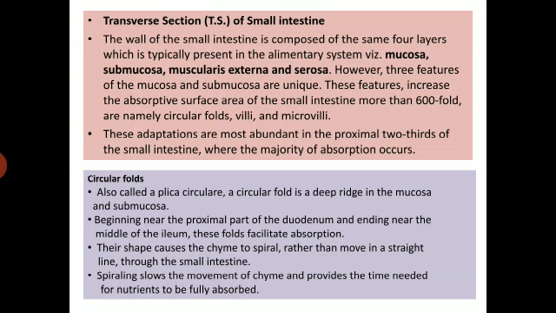Now we are going to see the histology of the small intestine. Which three parts have we seen? First is the duodenum, then jejunum, and the ileum.